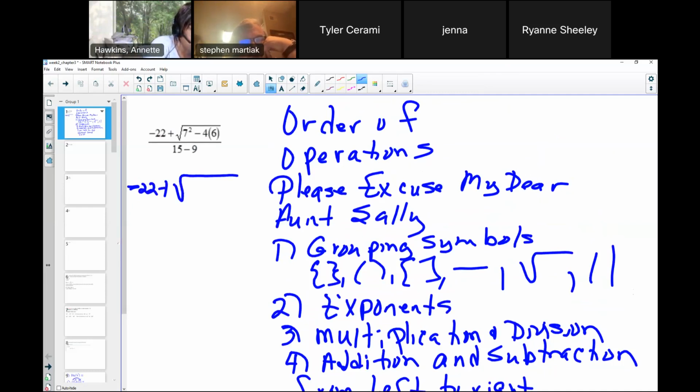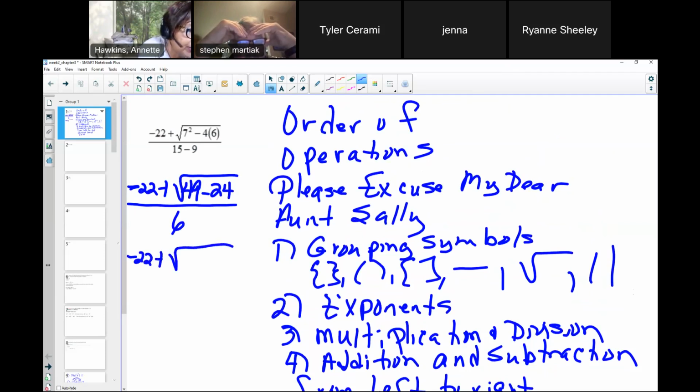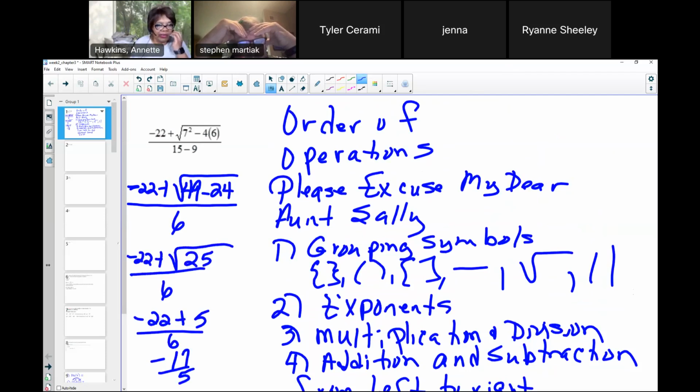So 7 squared is 49. 4 times 6 is 24. Draw my line. 15 minus 9 is 6. All right, negative 22 plus. Now 49 minus 24 is 25 over 6. The square root of 25 is 5. Negative 17 fifths.